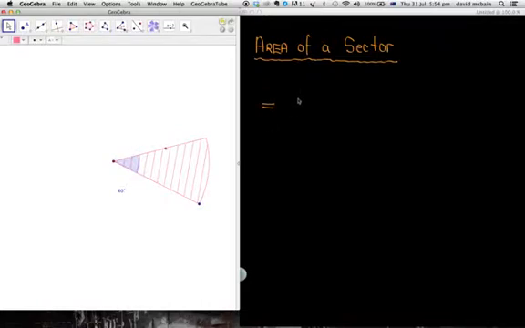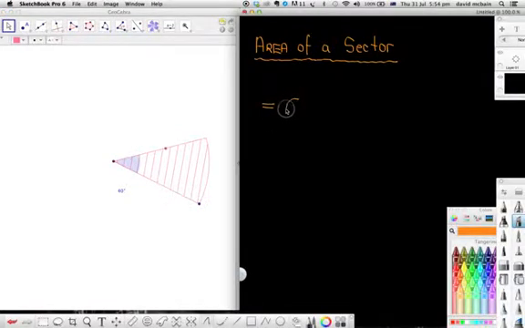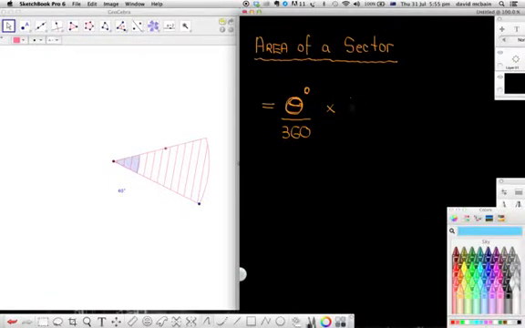So it's the angle of the sector, and we'll call that theta. We're going to call that angle theta degrees. So that angle, in this case it's 40 degrees in this example, is theta. That's a Greek letter theta, which stands for angle. Divided by 360, which is the total number of degrees in a full circle, times the area of the circle, which is pi r squared.